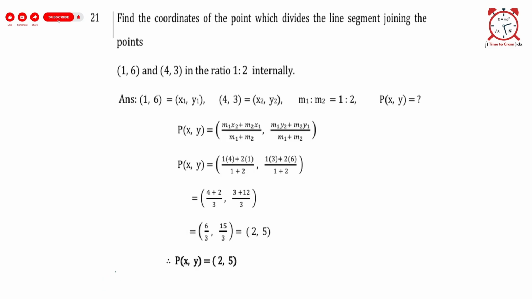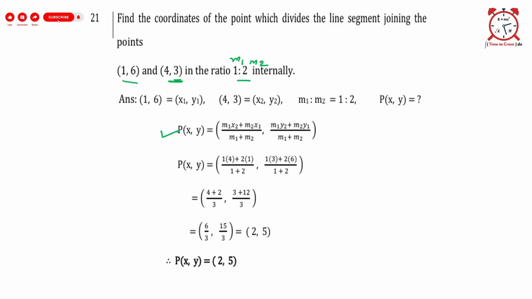Next question, question number 21. Find the coordinates of the point which divides the line segment joining the points. So now here points are given 1, 6 and 4, 3. And the ratio is given 1:2 internally. So we know that 1 is the value of m1 and 2 is the value of m2. We know this formula, this is the section formula.